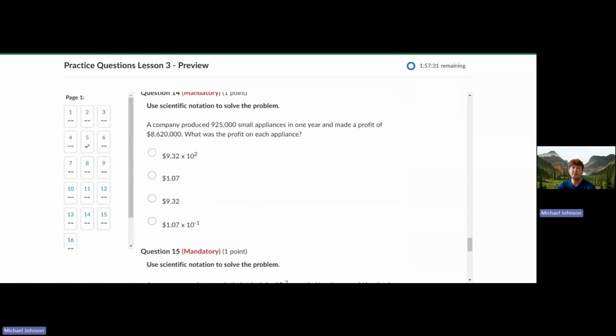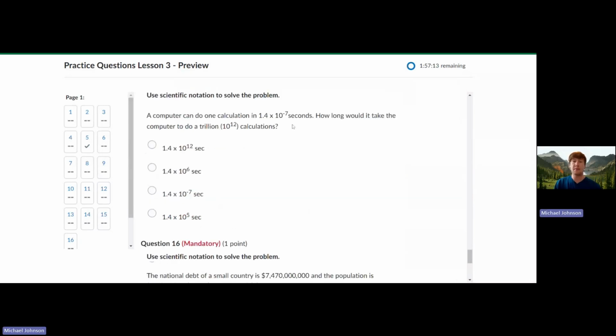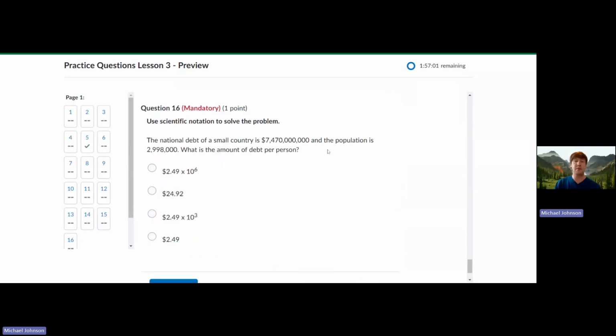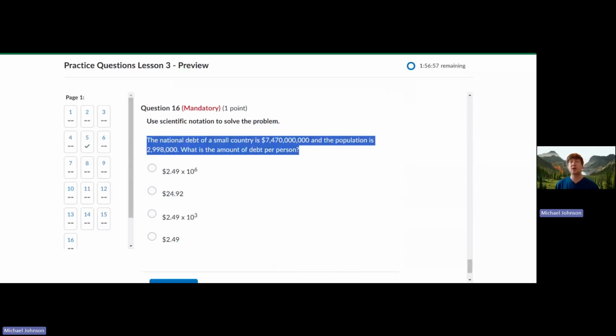And then here, the profit. The profit is $8,620,000. So you divide the profit by the small appliances number, and then convert it to scientific notation. And then here, a trillion calculations. You want to multiply this by a trillion, and then turn it into scientific notation. And then here, the amount of debt per person: take the national debt divided by the population, and then convert it to scientific notation.